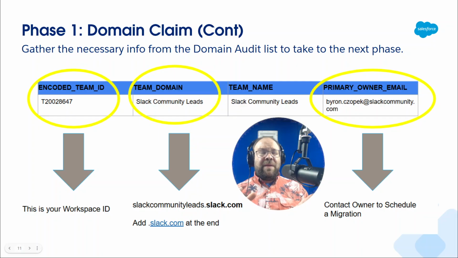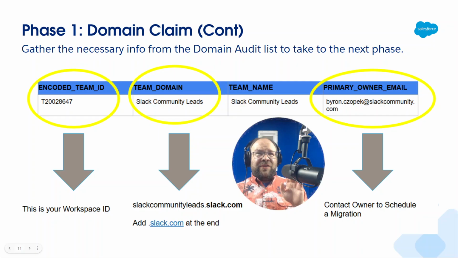The things you're really going to want to focus on for this next part of the migration are these aspects that I have up here. First, you're going to have your workspace ID. Think of it like your workspace's employee ID. It's a number that is unique to that workspace, so you're going to want to make sure you have that.